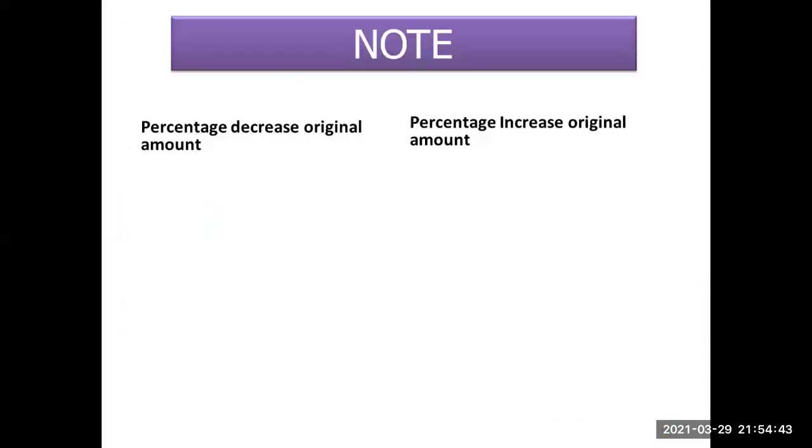Now, I just want to point out that when we work with percentages, percentages can either decrease an original amount or increase an original amount. When a percentage decreases an original amount, we can use taxes to decrease an original amount in the form of a percentage, of course. Discounts, those decrease the original amount, and loss.